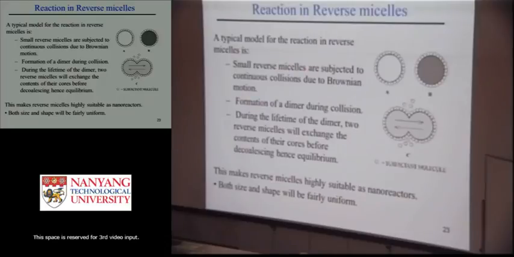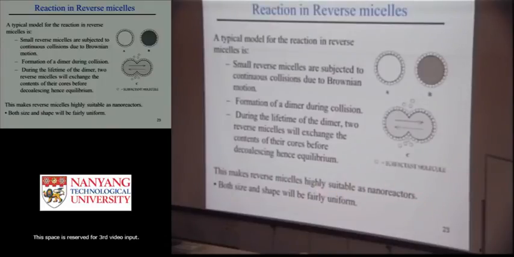The reverse micelles are subject to continued collision due to Brownian motion. Formation of the dimer during the collision, although the lifetime is not very long, it's quite short. Okay, during the lifetime of the dimer, two reverse micelles will exchange the content of their cores before decoalescing into two droplets and reaching equilibrium. Okay, so this makes reverse micelles highly suitable as a nanoreactor.